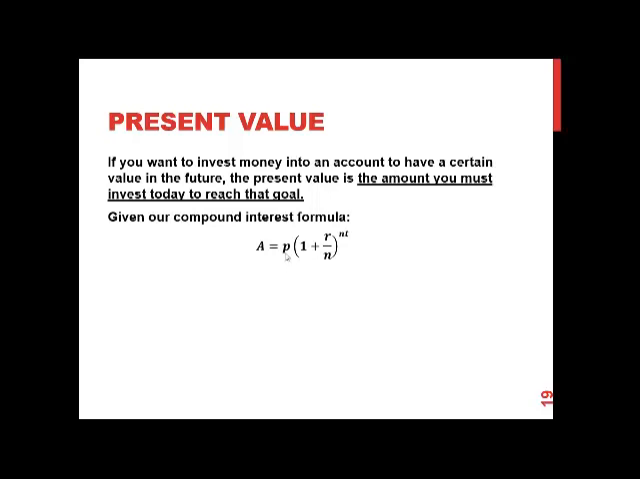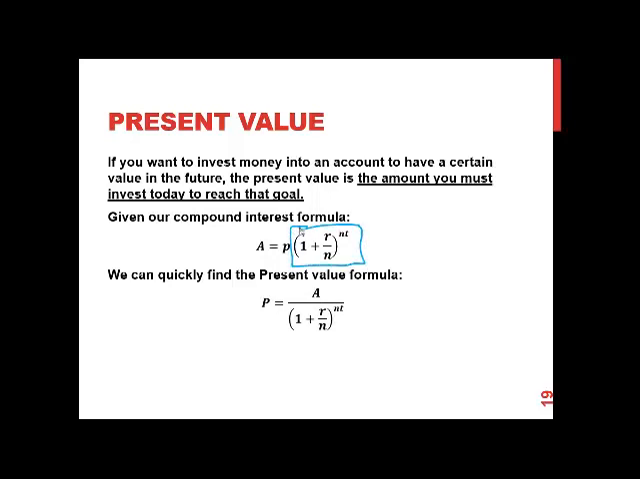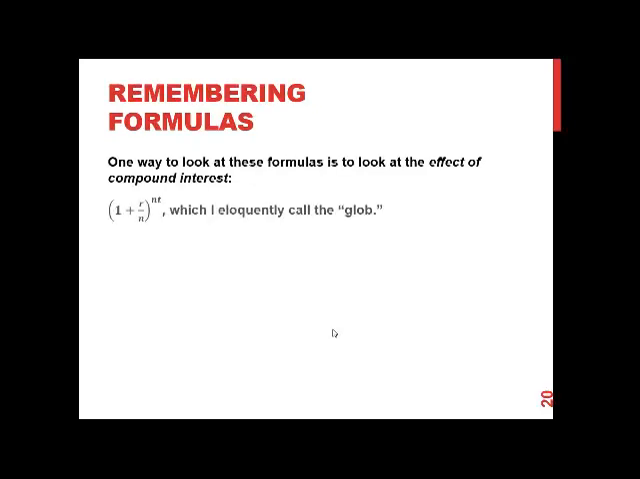So it shouldn't be too hard to see that if we divide both sides by this glob, we get that the amount we have to invest today is the amount we want divided by all this stuff. Now that formula looks kind of scary, but it's not too bad if you think of it as the effect of the compound interest, which is the glob I mentioned earlier, and that's the 1 plus r over n raised to the nt.